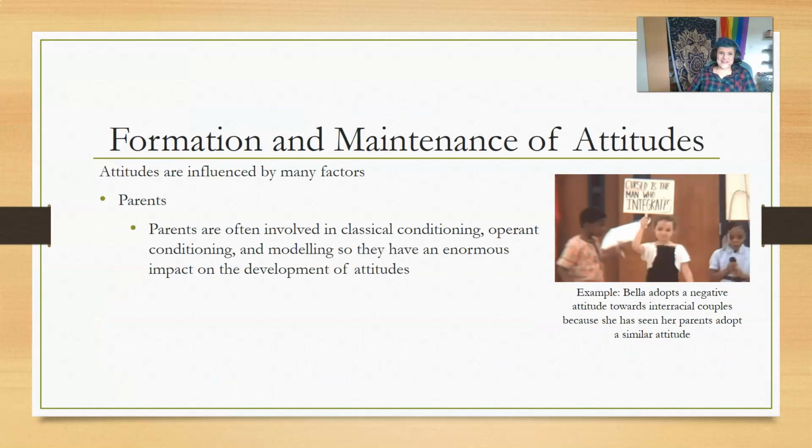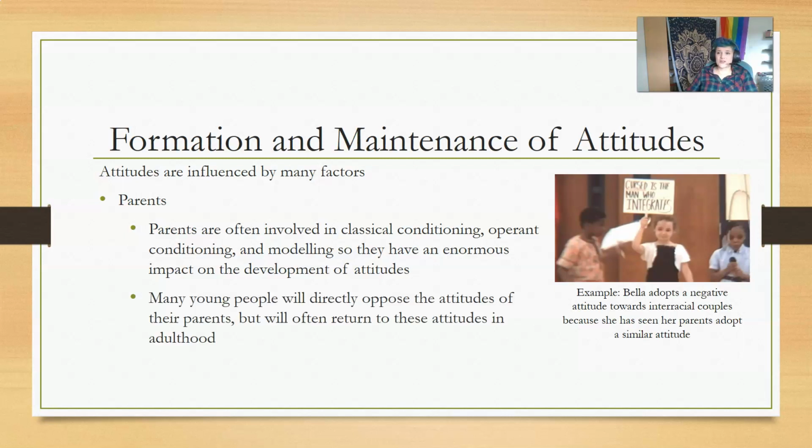Now we're moving on to parents. So parents are involved in classical conditioning, operant conditioning, and modelling. So they have an enormous impact on the development of attitudes. And many young people will show the same attitude as their parents, but then they will directly oppose the attitudes of their parents as they're getting into their teenage years. But then as they grow older, they will slowly revert to these attitudes in adulthood. So parents have a massive influence on your attitudes, whether or not you accept it.